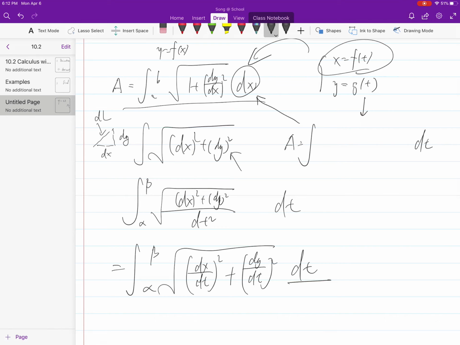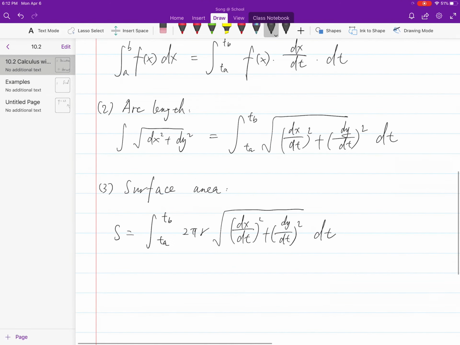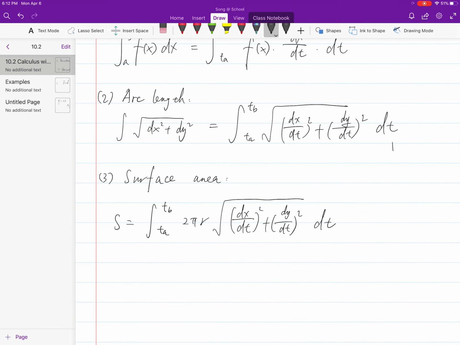What is dx over dt? Well, dx over dt is nothing but taking the x derivative with respect to t. What is dy over dt? That is nothing but the y derivative with respect to t. Okay, so that is going to be your arc length formula. Beautiful.